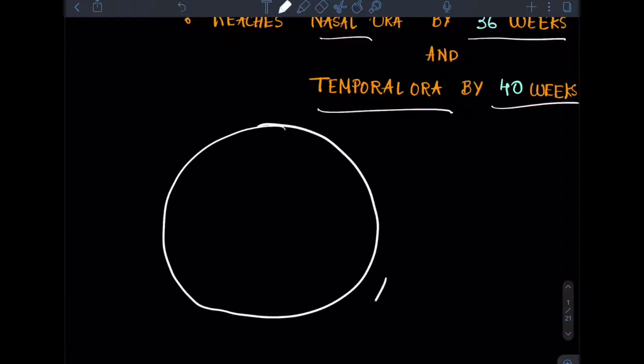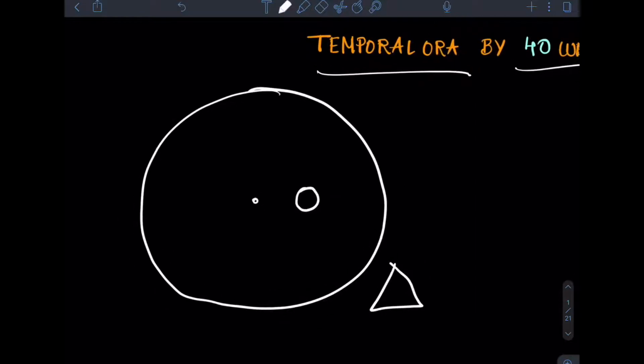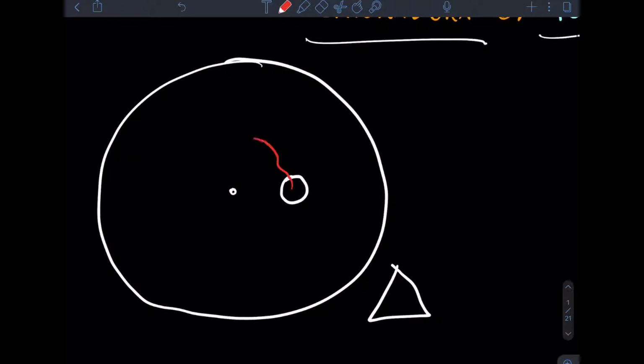This is the retina, the right retina. This is the optic disc and this is the fovea. The vessels start growing from the central disc, optic disc, and they reach the periphery. They branch out and reach the periphery.